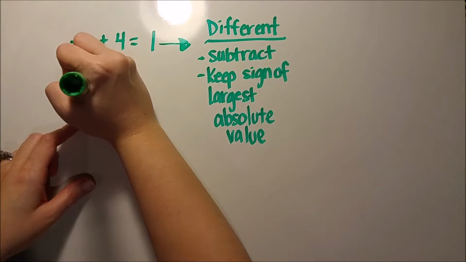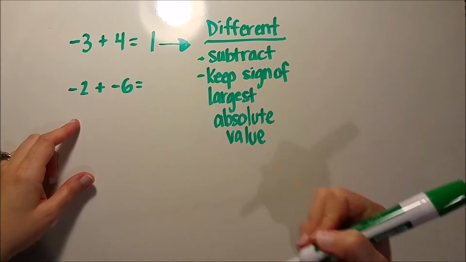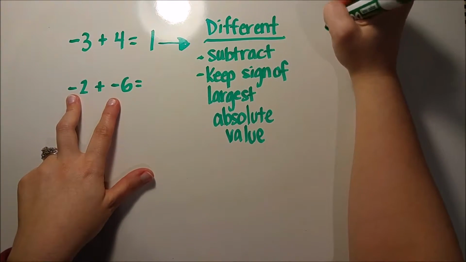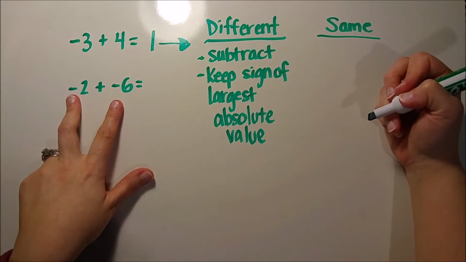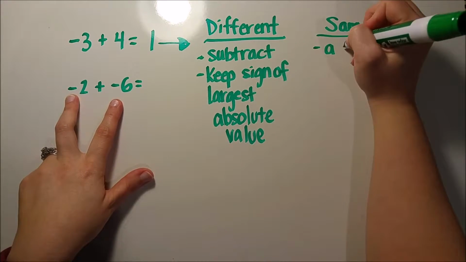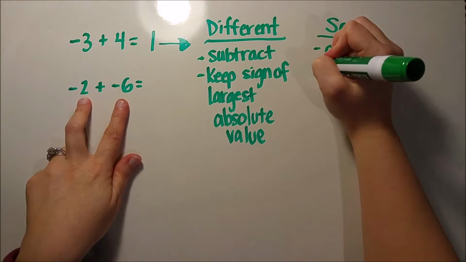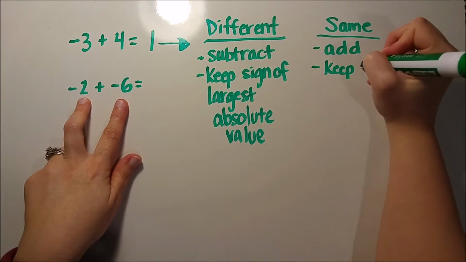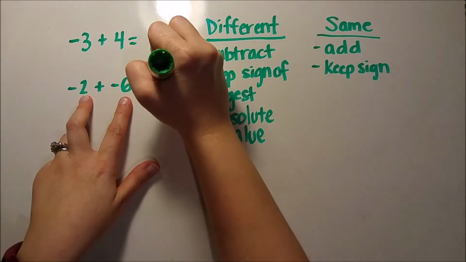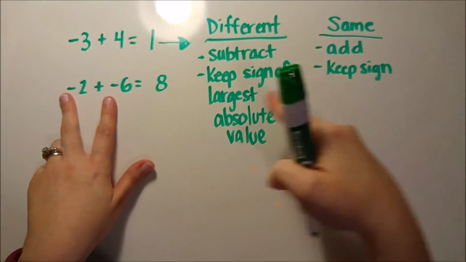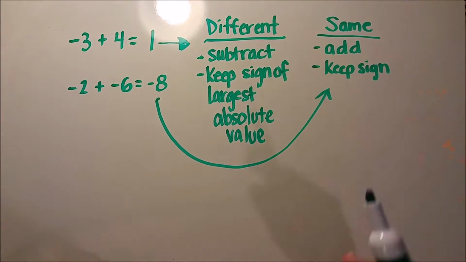If we have -2 plus -6, these signs are the same. So that was a different rule. Remember, if your signs are the same, these are both negatives, you add the two numbers. So we'll add 2 and 6, and you just keep the sign of whatever they were. So 2 plus 6 is 8. They're both negative, so we're going to keep the negative sign. And that's this kind of problem.